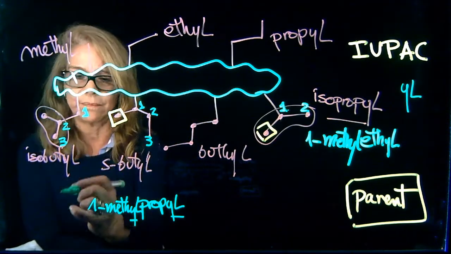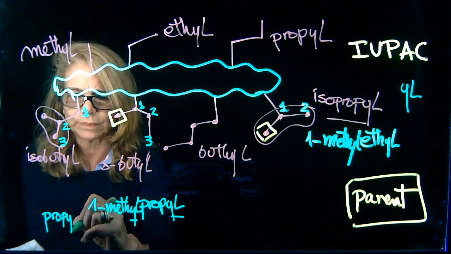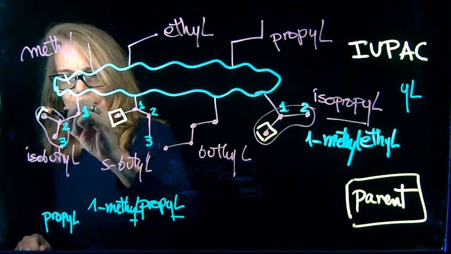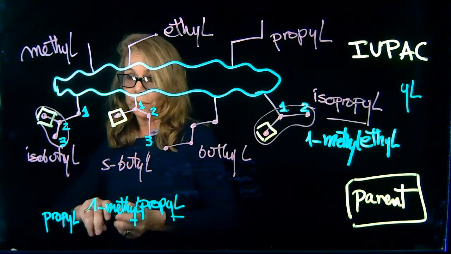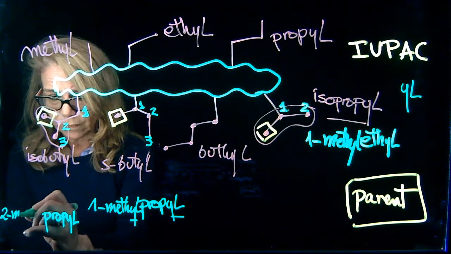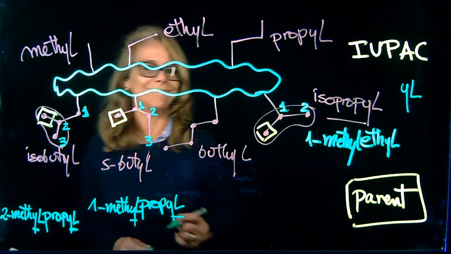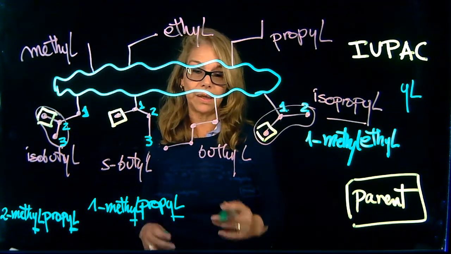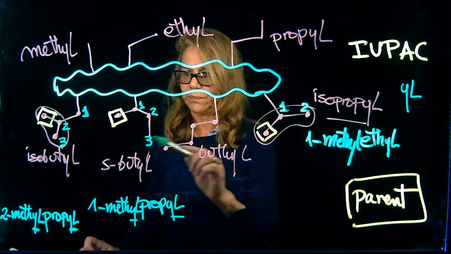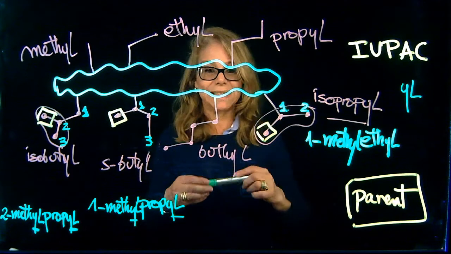Now, next step. First let's write the parent chain. One, two, three. So I say this is propyl. And now I see that I have a substituent attached at carbon two, right? And that substituent is a methyl. So I'm going to say 2-methylpropyl. And again, -yl here, -yl here. So this is how we do the systematic naming of branched substituents. They have common names, which are isopropyl, sec-butyl, and isobutyl, and the ones that we just did are the systematic names.